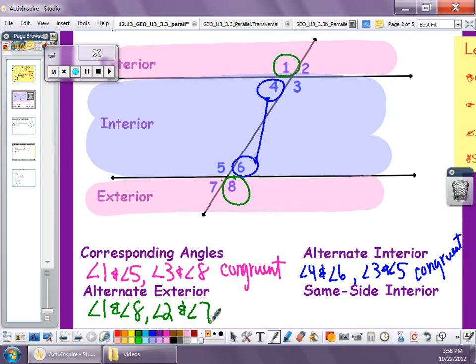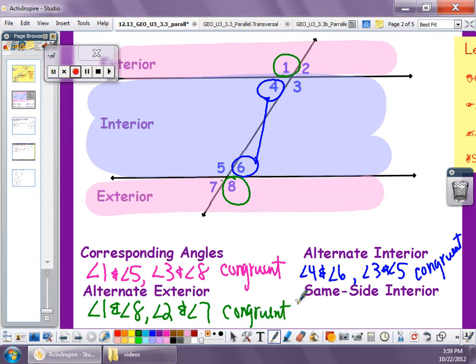And let's see. We know that angle 1 and angle 5 are congruent because they're corresponding angles, and 5 and 8 are congruent because they're vertical angles. And by the transitive property, I know that 1 and 8 are also congruent.